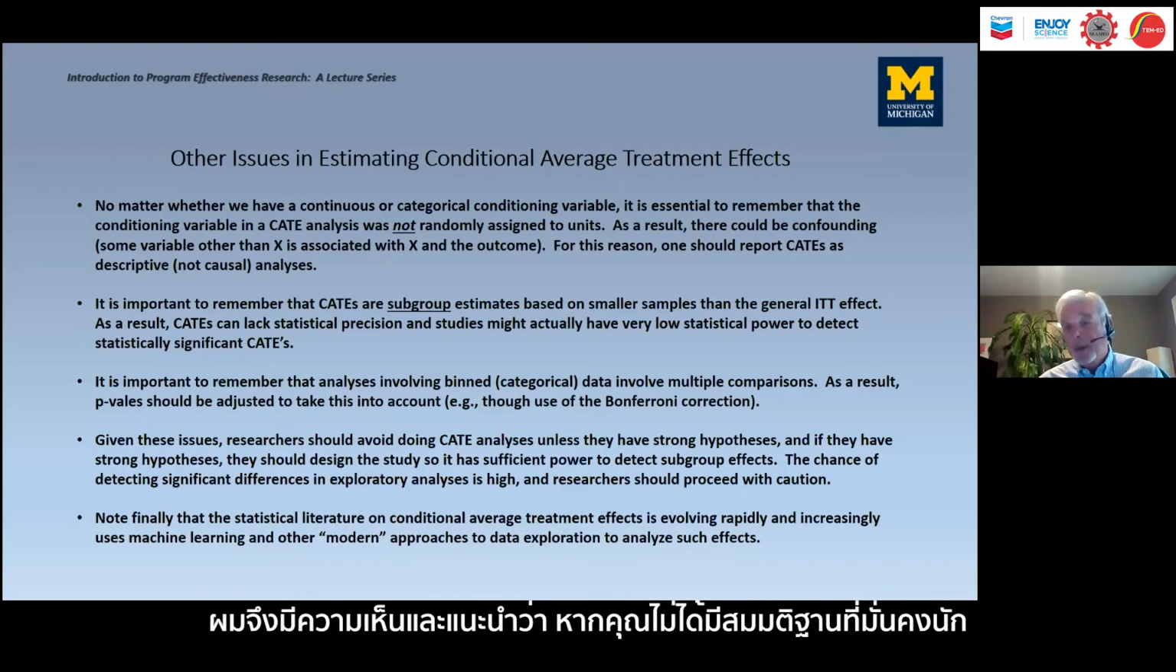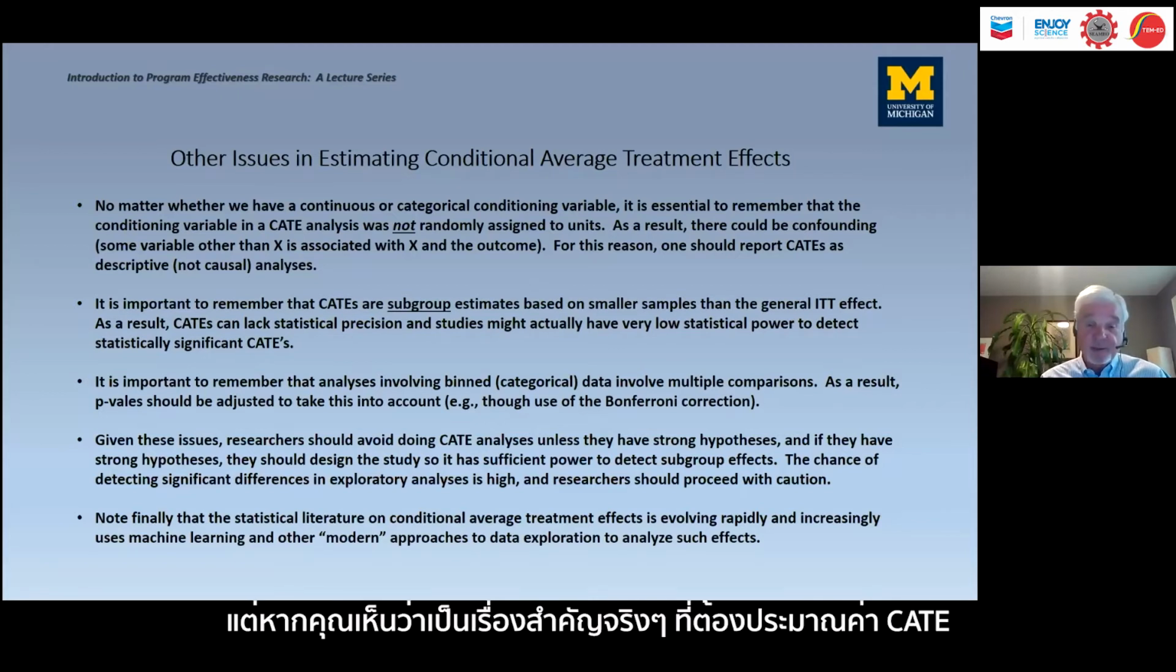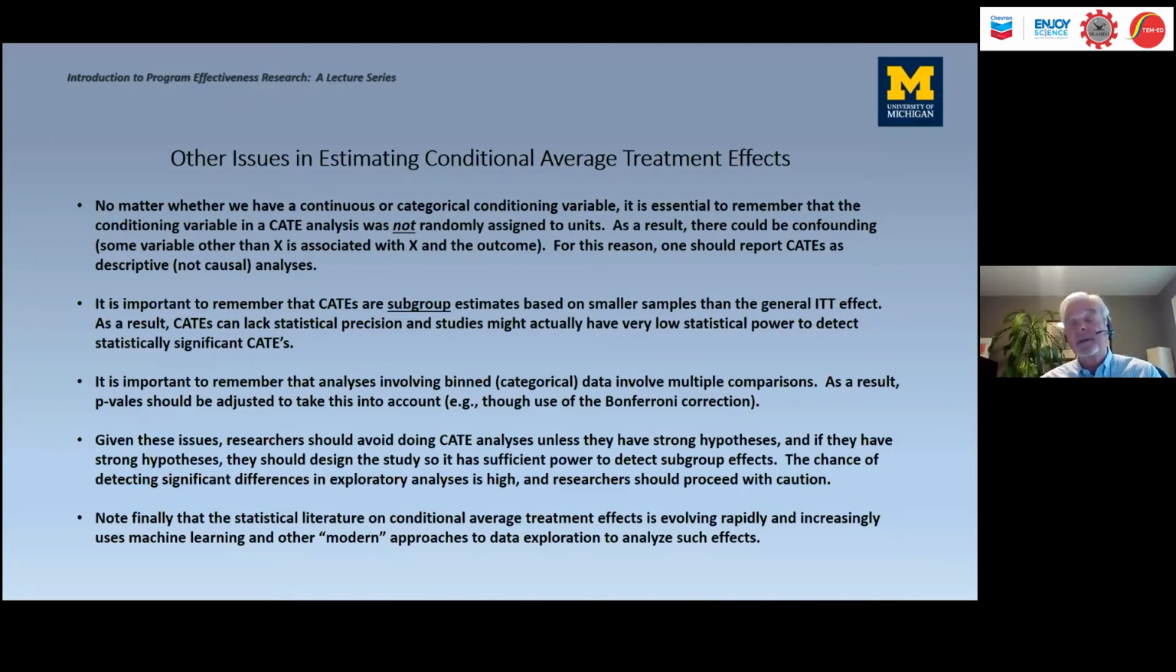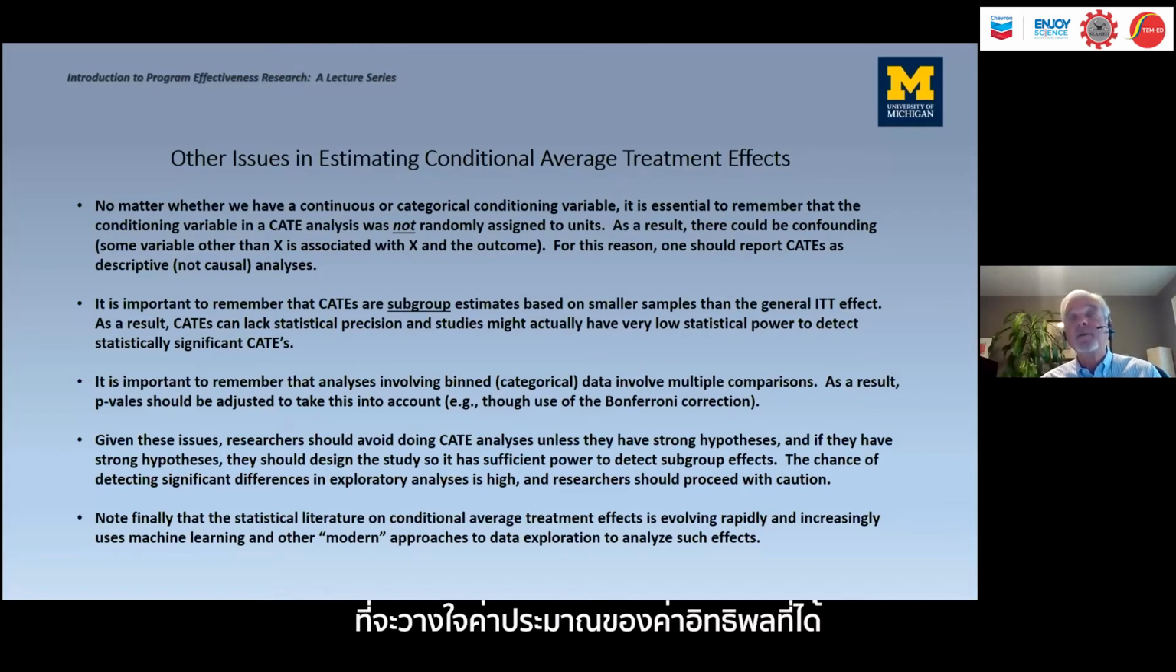And so it's my opinion and my advice to you that unless you have really strong hypotheses about conditional average treatment effects, or it's a burning issue in your mind, you probably should avoid estimating CATEs. But if you really think it's important to estimate a conditional average treatment effect, then you ought to design your study to have sufficient power to trust the effect estimate that you get.